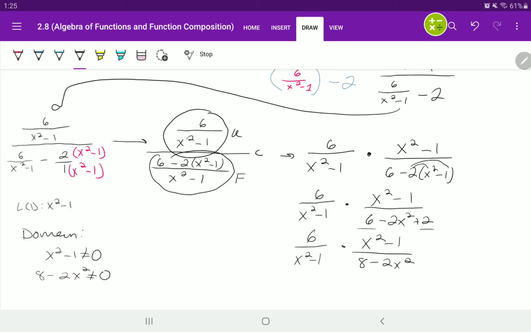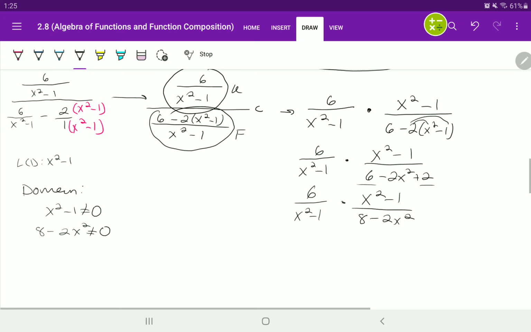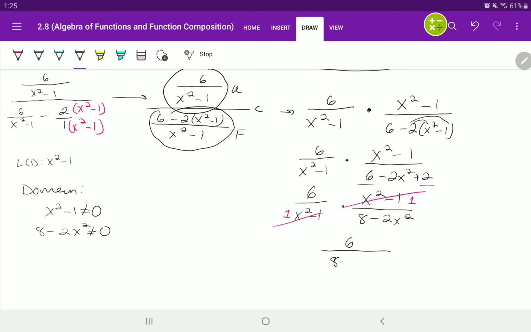Anyways, let's continue simplifying now. Although these are two different fractions, there's an operation going on between those, which is multiplication. So I can do cross simplification by simplifying my x squared minus 1s, leaving a 1 here and a 1 here. And when I do that, on top, I'm just left with 6, and in my denominator, I'm left with 8 minus 2x squared.